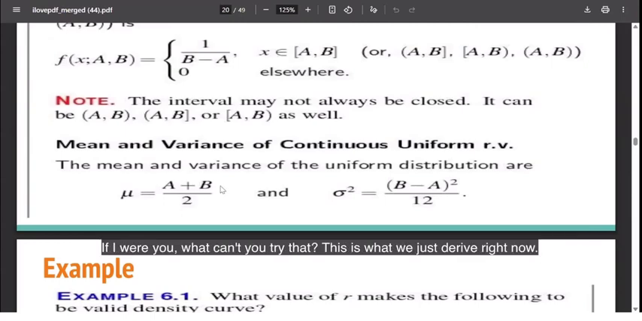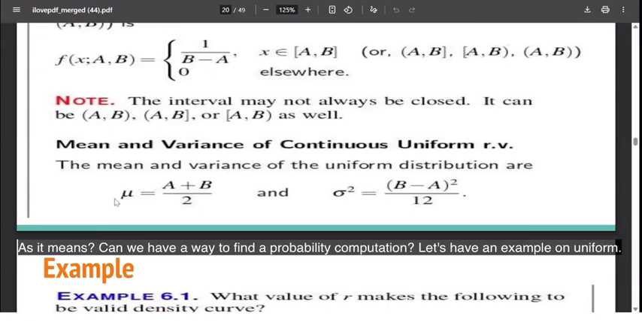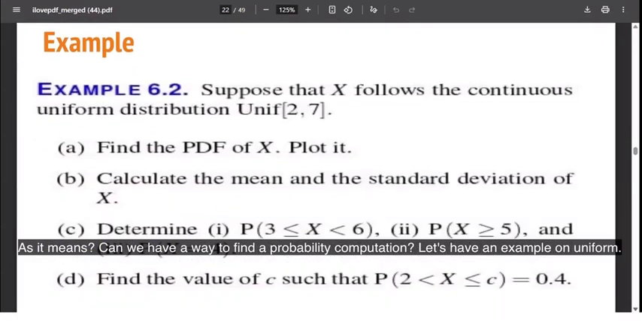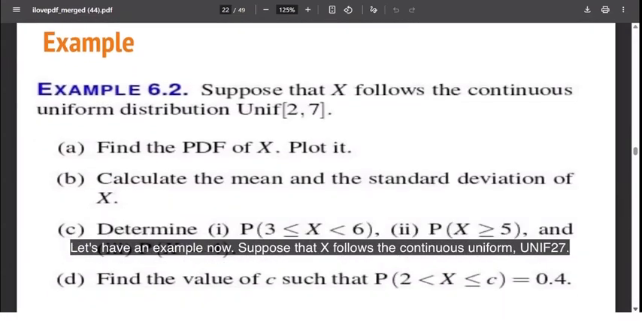This is what we just derived as the mean. Can we have a way to find a probability computation? Let's have an example on uniform. Suppose that x follows the continuous uniform, unif(2, 7). Whenever they give you a uniform distribution, you're given the lower bound and the upper bound. So here, the lower bound is 2, the upper bound is 7.